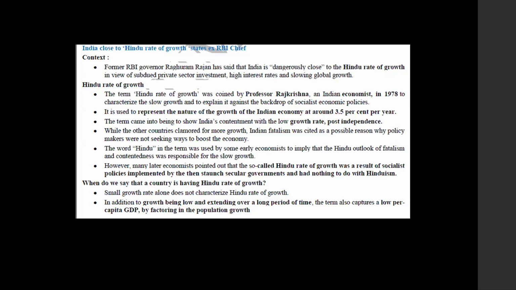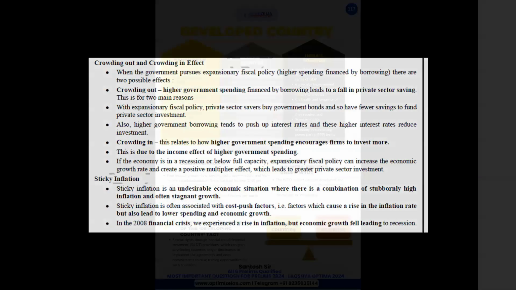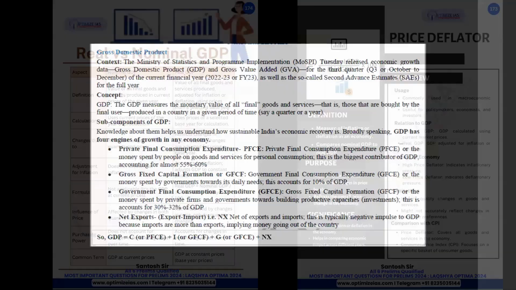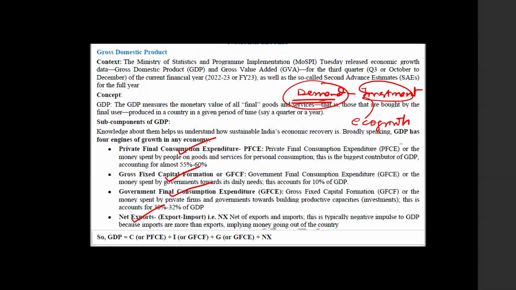Why is it in the news? Because ex-RBI Governor Raghuram Rajan recently pointed out that India is moving towards the Hindu rate of growth, meaning GDP growth is very low or will be low in future because of falling private investments. That is why in the very first slide, guys, I explained why private investments are falling. India's main GDP is formed by public consumption, that is, demand. If this falls, private investment automatically falls.